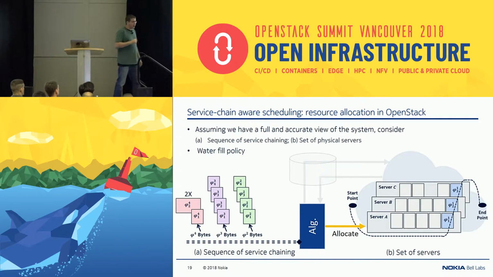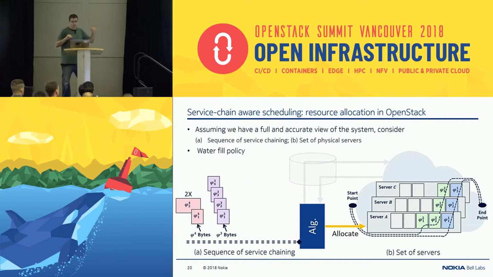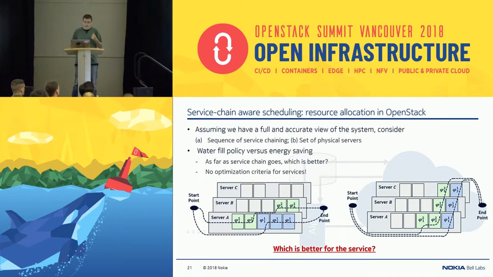The first chain arrives, and the default OpenStack implementation is to waterfill the premise. It tries to balance all the resources. This is at least the default. And then the green service chain also follows this same policy. But it is not clear, at least as far as service chain, what makes it better than the second policy that OpenStack has, which is energy saving, trying to pack as many requests as possible on as few servers as possible.